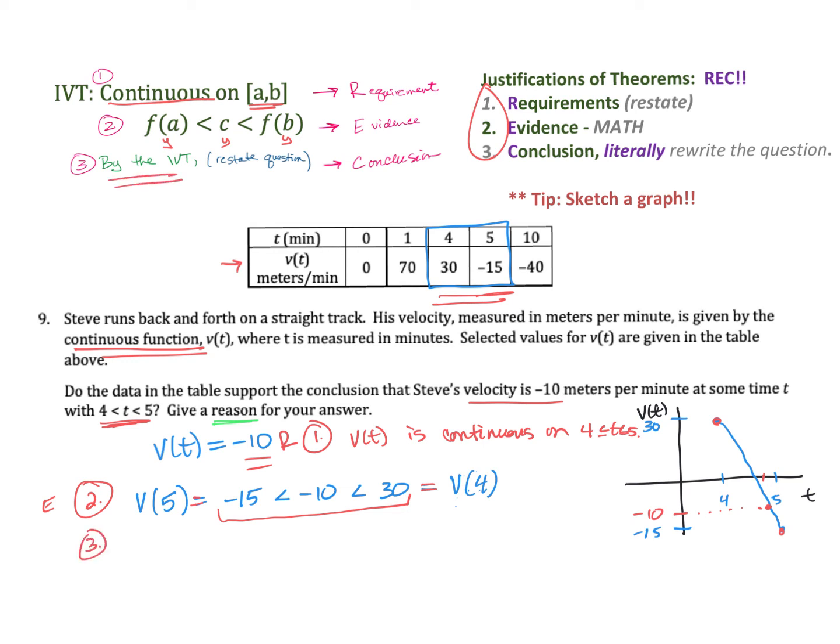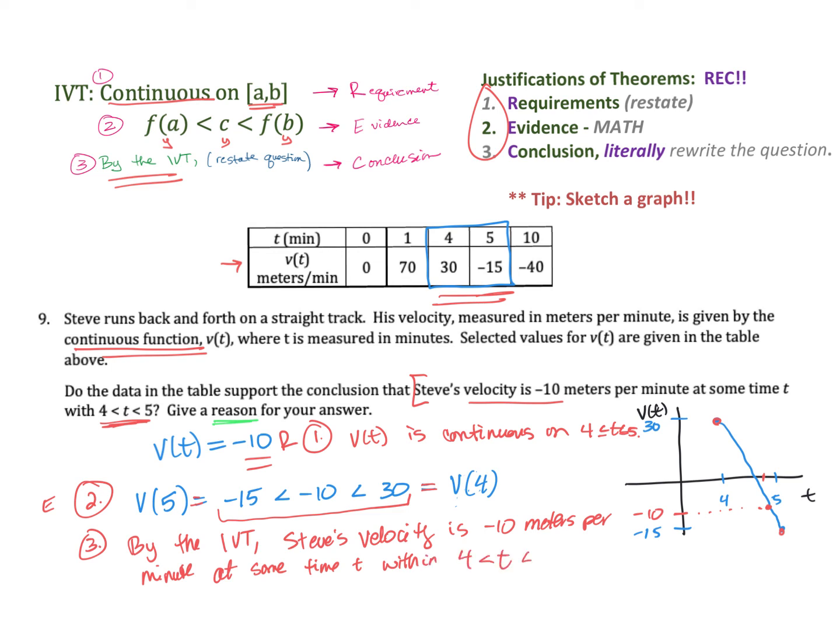By the IVT, and then we're just going to restate the question. So by the IVT, Steve's velocity, so here's the question, we're just going to start right here. Steve's velocity is negative 10 meters per minute, and you can shorthand that if you want, at some time t, it should probably be within 4 less than t less than 5.